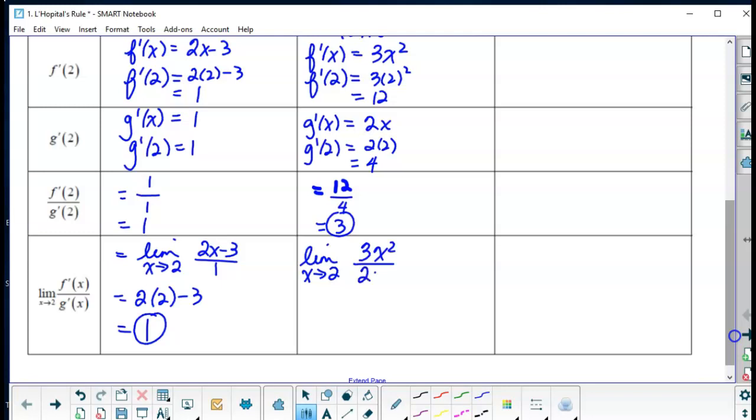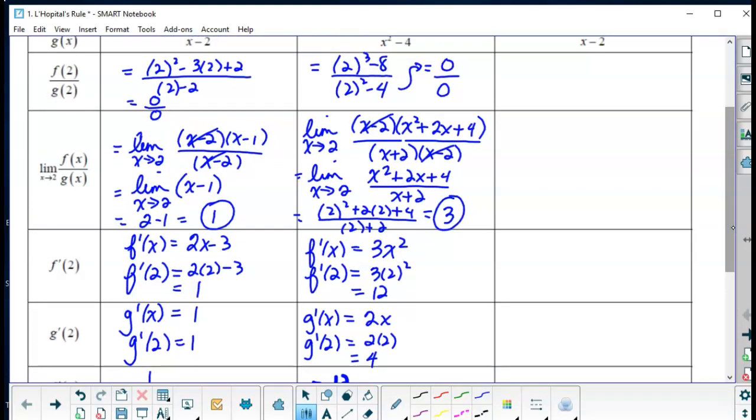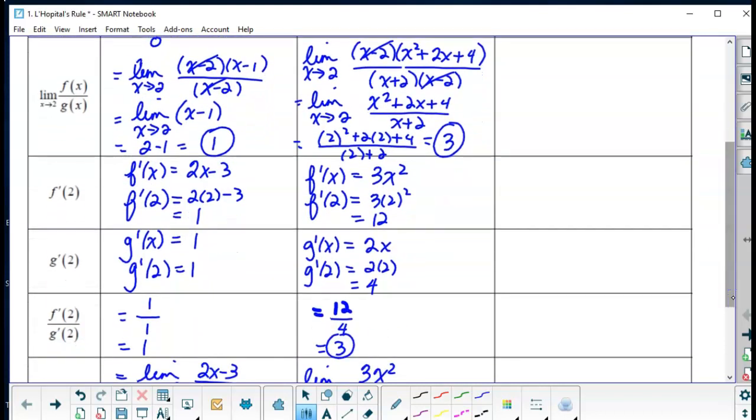G prime of x was 2x. If we simplify that, we get 3x over 2. And so then 3 times 2 over 2 equals 3. Okay, so we can find the limit. So that 3 was the same as the limit of the ratio of the two functions. So by taking the derivative of the numerator and the denominator and finding the limit of that, we get the same thing, which ends up being the same as the derivative at that value.